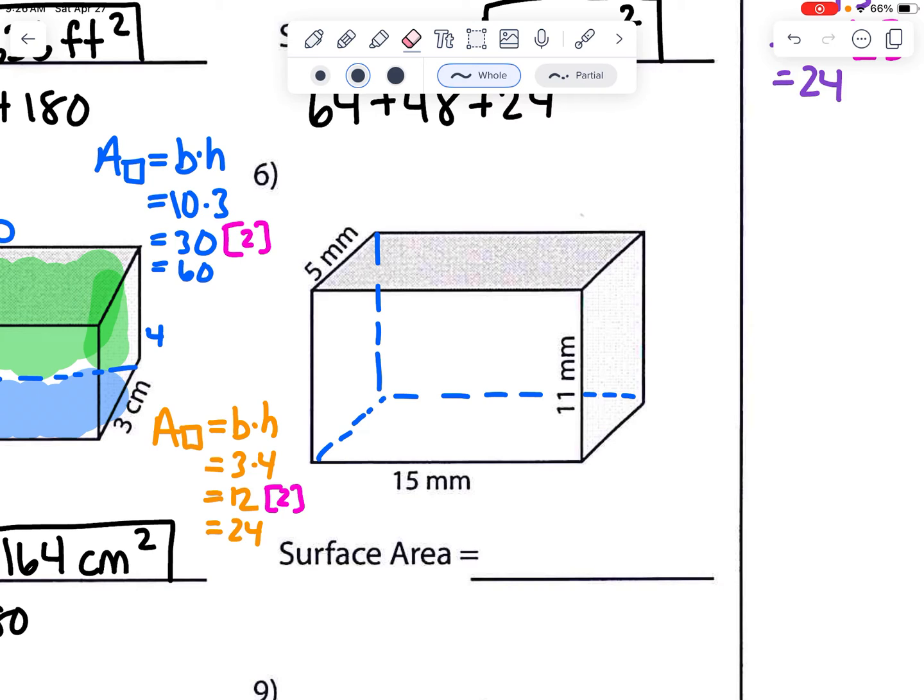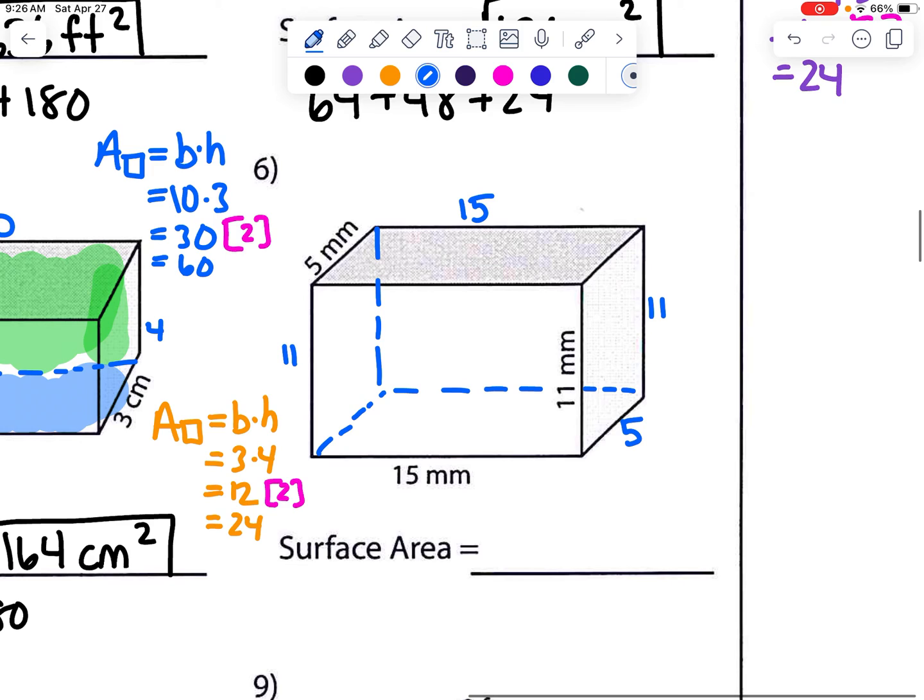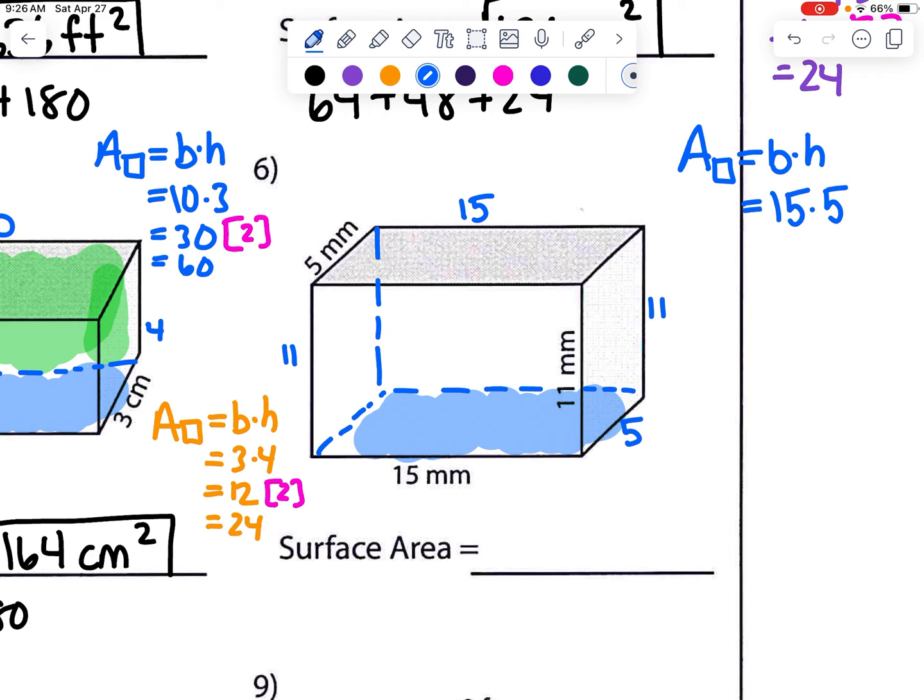Okay, and I'm going to add some more dimensions just so you can see it better, because that would be the same over here, this 15 here. Okay, so let's take a look at the bottom rectangle. The bottom rectangle is a 15 by 5. Okay, 15 times 5 is 75. The bottom and the top would have the same dimensions, so 75 times 2 is 150.